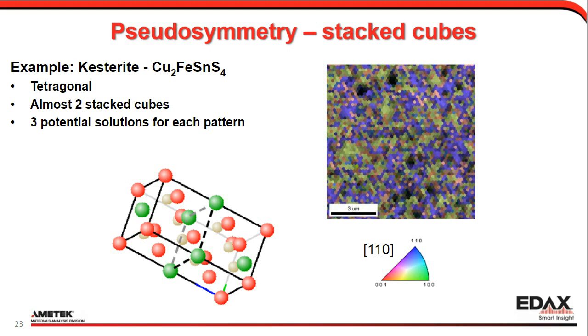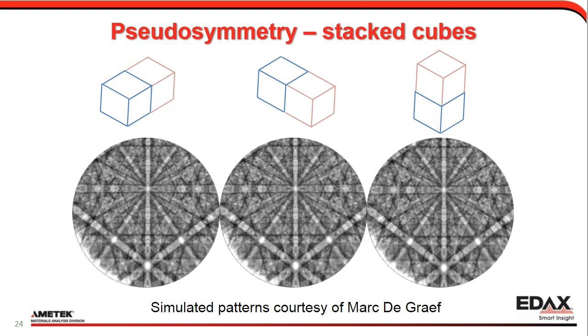So in this example here on the right, the scan, you can see it's just basically a mess of 3 different solutions. And if you look at that, here's some simulated patterns that Mark DeGraef gave me at one point. And you can see there that the patterns are very, very similar, almost impossible to differentiate by eye for those 3 different orientations. So that's what we think of as pseudosymmetry. So you could think of this, instead of indexing as tetragonal, you could index it as cubic. You lose the tetragonality in your results, but you could still get some data with some usefulness.